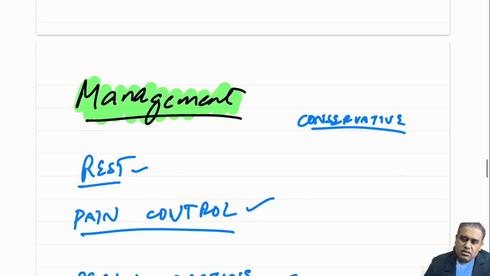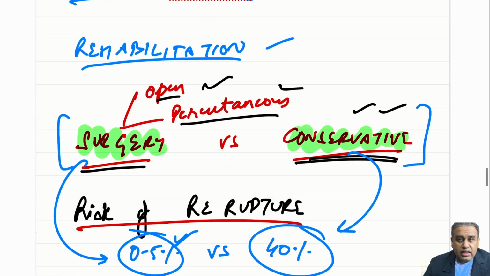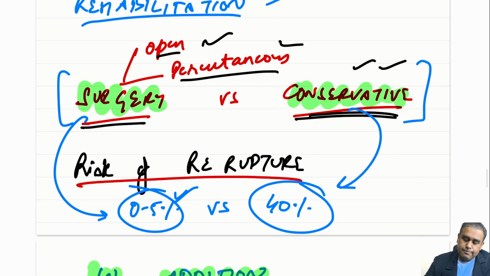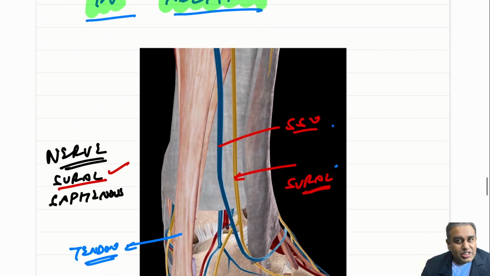Management is obviously start with conservative, then move to surgery, and you have to take your call, or the patient has to take their call whether to go under the knife or not. And then remember, this could be a question of HNR.